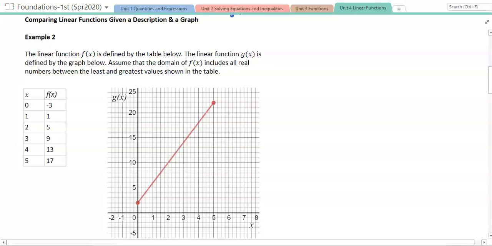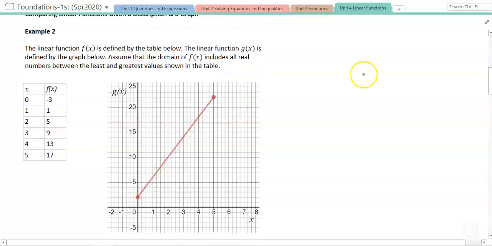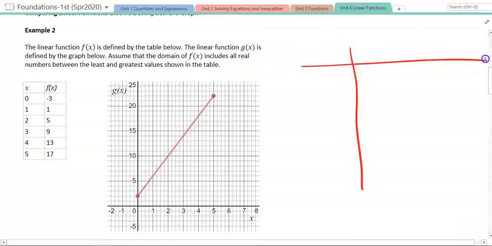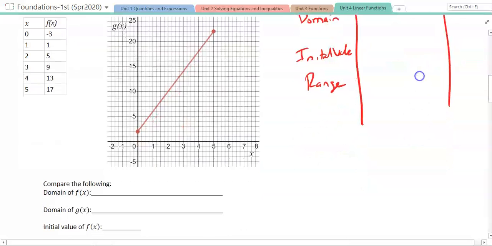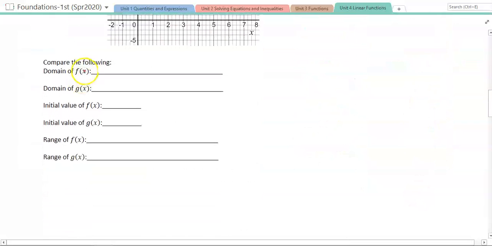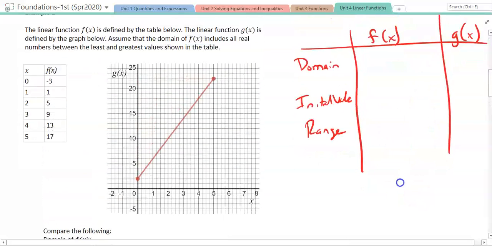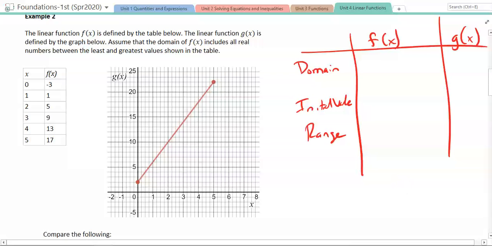domain of it. So let's talk about the information that we're going to take out and compare for f of x and for g of x in this problem. We're going to talk about the domains of both. We're going to talk about the initial values of both. And we're going to talk about the range of both. And those questions are listed below. If we scroll down here, we'll see that all those questions are listed here. But again, we're just going to organize our information on the screen here while we can see everything.